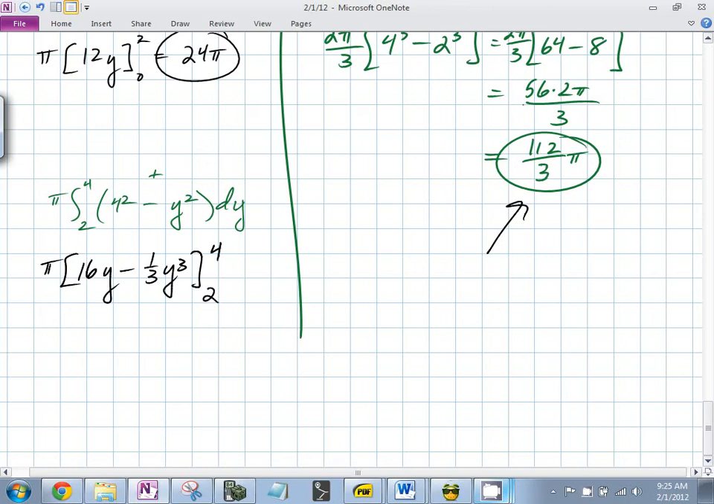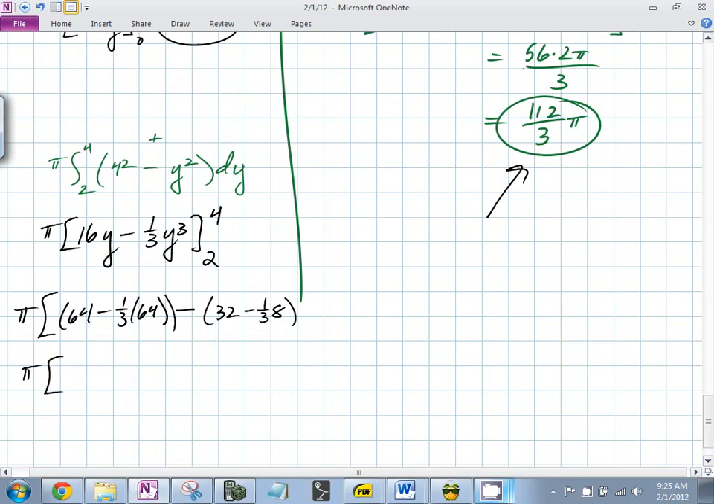So you have pi times 64 minus 1/3 of 64, right? Minus 32 minus 1/3 of 8. Is that correct? You see, but do you understand how this is fundamentally different than what we just did? So hopefully we come out to be the same thing. So I am not failing as a teacher today, but I'm really setting myself up there by saying that.